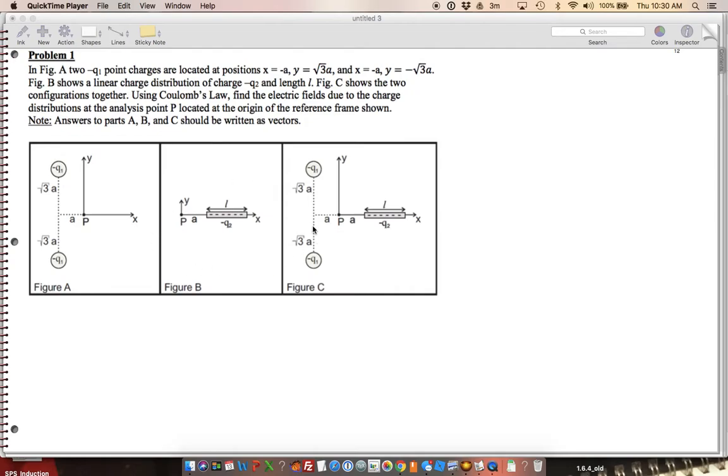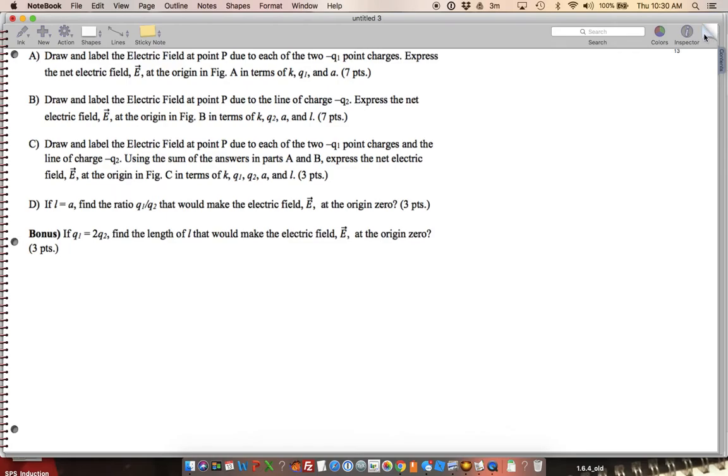In this problem, I have the picture on one page and then the parts on the other. It wants us to draw and label the electric field at point P due to each of the two negative Q1 charges and express the net electric field at the origin in figure A in terms of kQ1 and a. And then it wants us to do the same thing for the line of charge. And then it wants us to draw and label it due to the Q charges and the line of charge, and using the sum of the answers of A and B to express the net electric field.